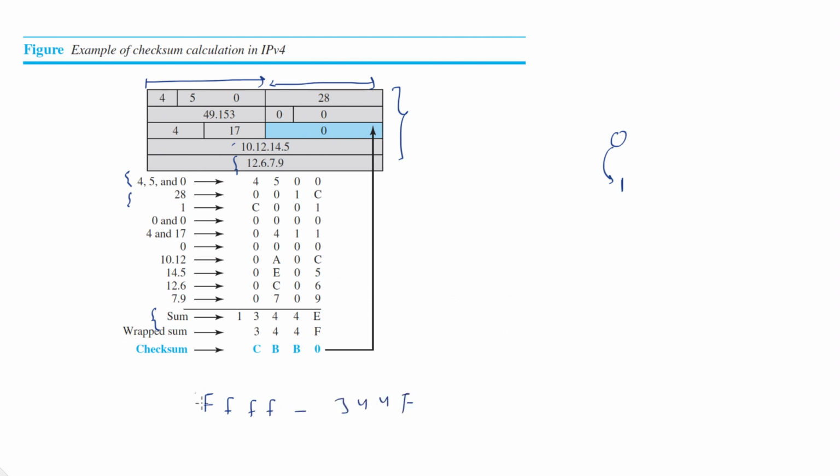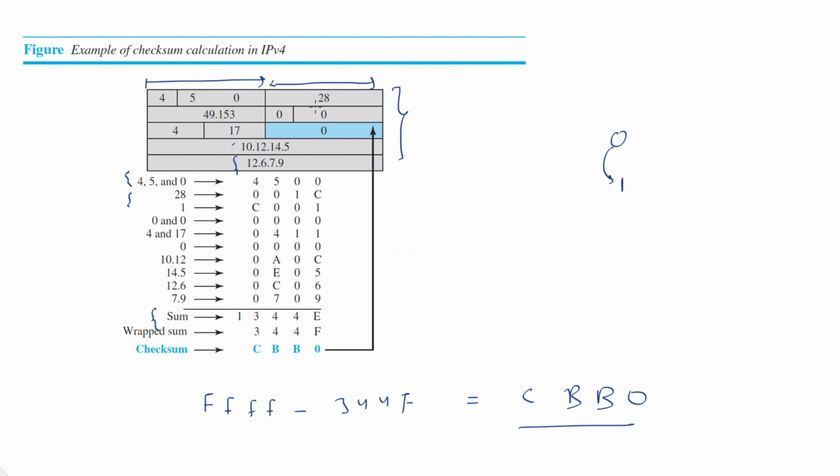If you do it for individual digits, F minus 3 will be C, F minus 4 will be B, F minus 4 will be again B, F minus F will be 0. So that's how we complement it, and that's how we get the checksum, and then we put the checksum back into this field, right? So that's how we calculate the checksum.